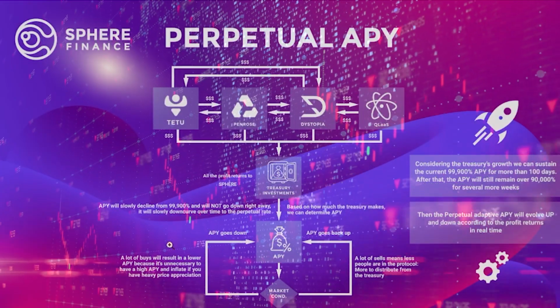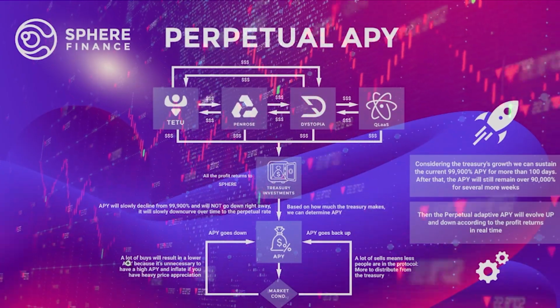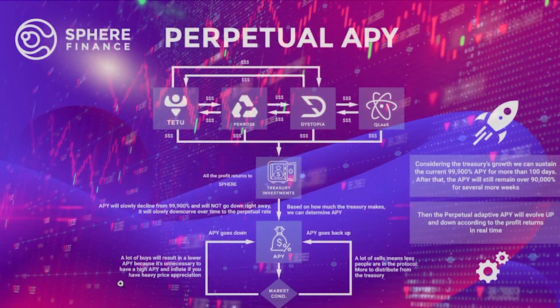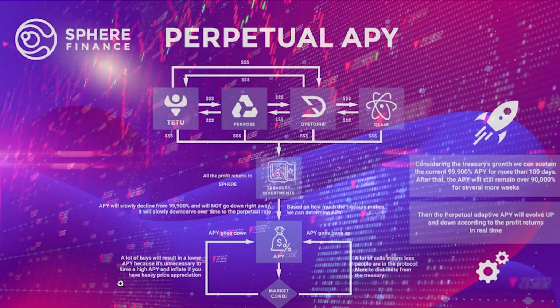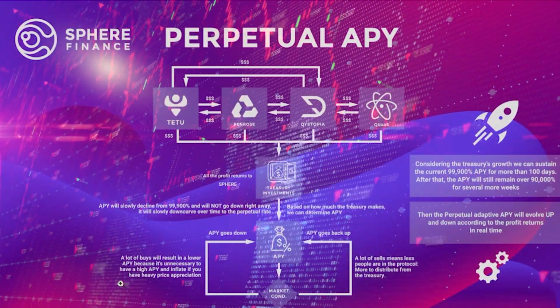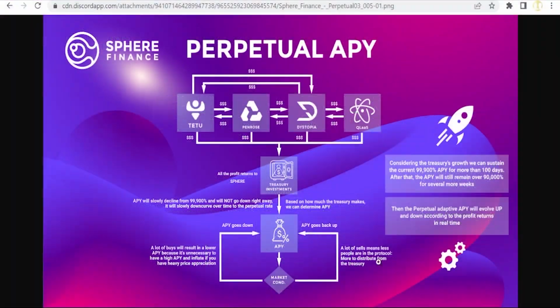A lot of buys, as it is mentioned here, will result in a lower APY because it won't be necessary to have a high APY and inflate if there is a heavy price appreciation. And in the same vein, here it is, a lot of sales will result in less people in the protocol, that is, more to distribute from the treasury, so the APY goes back up.